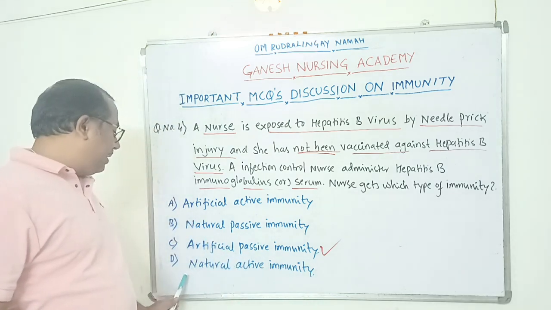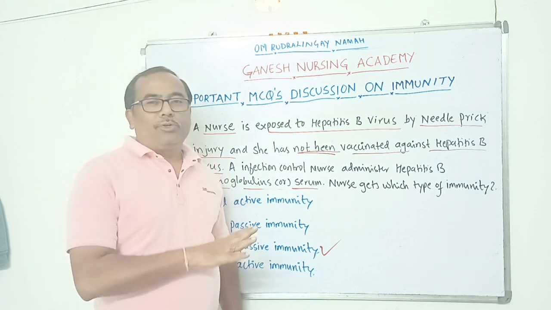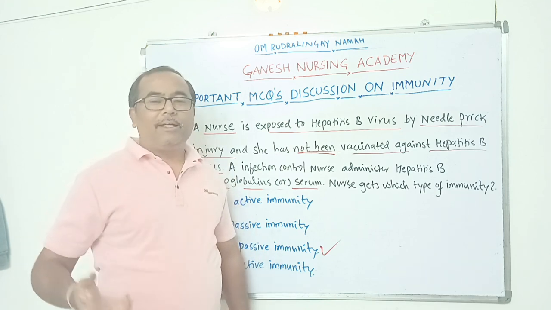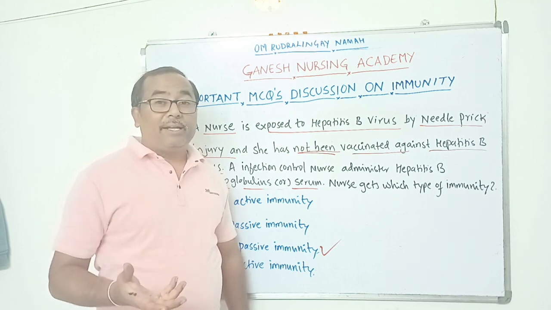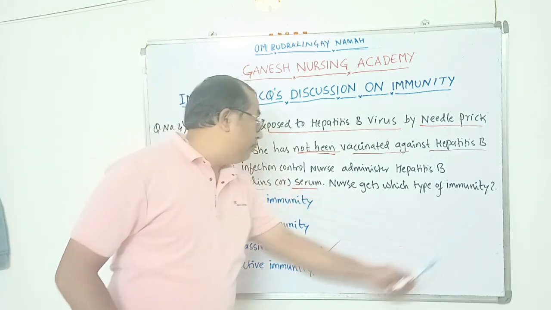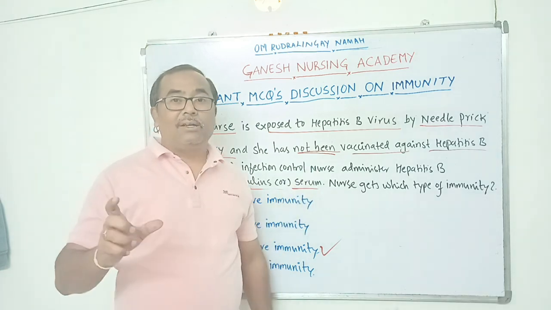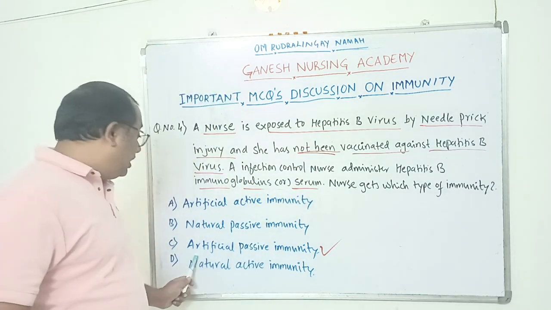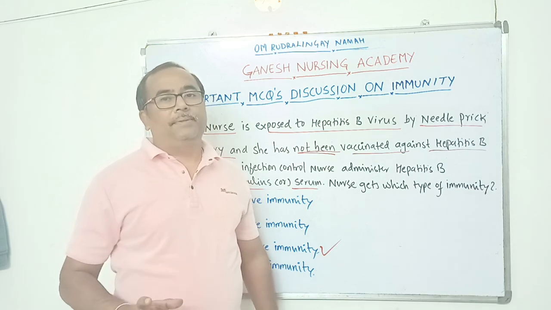What is the last option? Natural active immunity. She has been exposed to the virus, so her body may prepare antibodies against the hepatitis B virus. But that is not what the question asks. The question asks which type of immunity the nurse gets after administration of hepatitis B immunoglobulins or serum. So it is an artificial passive immunity. I hope all of you got this concept.